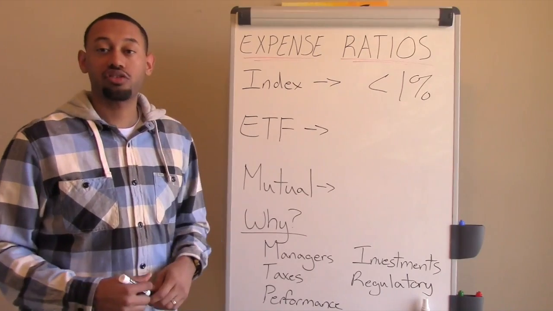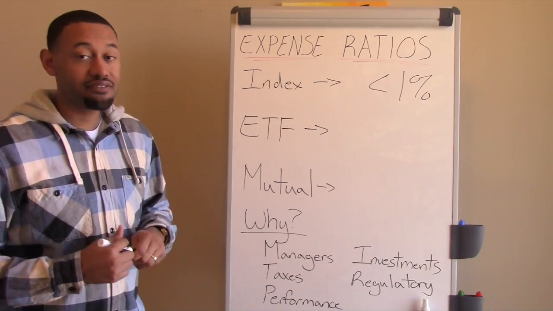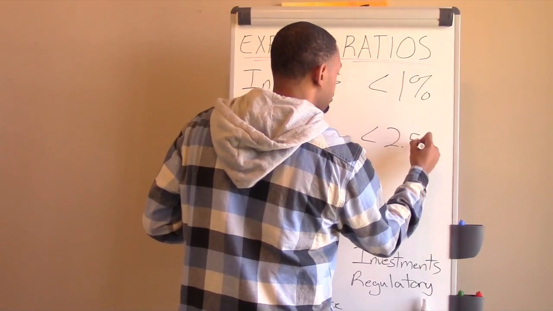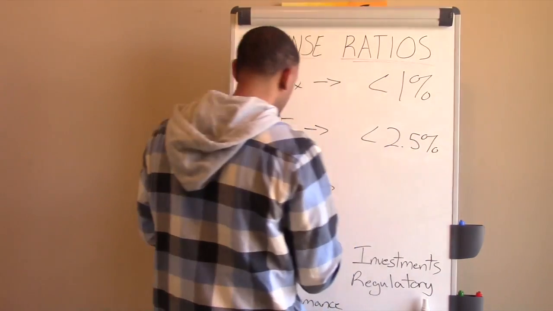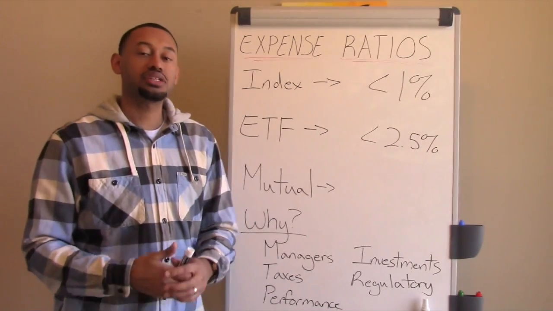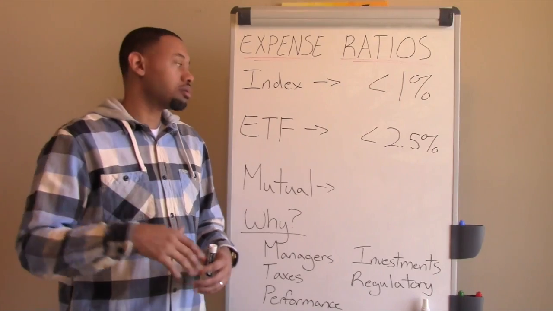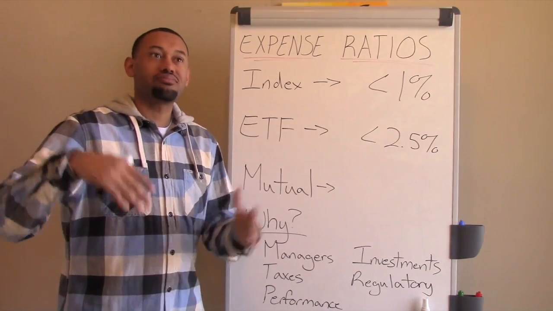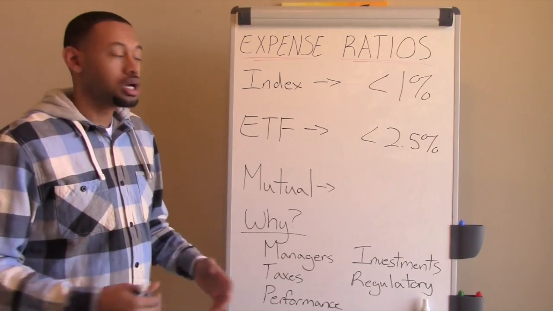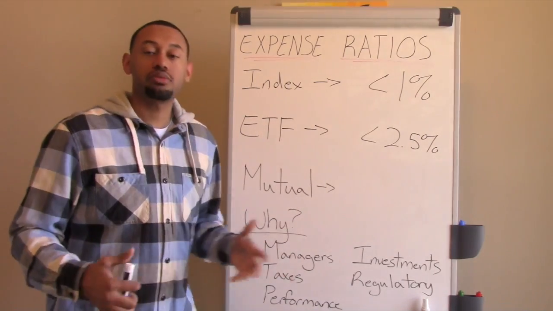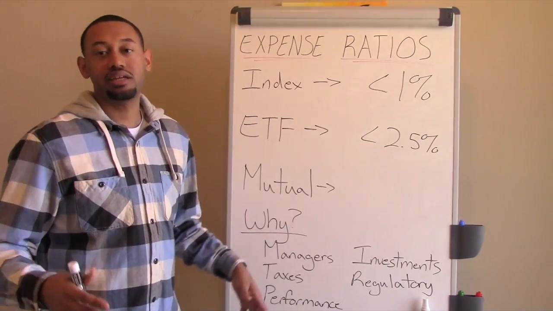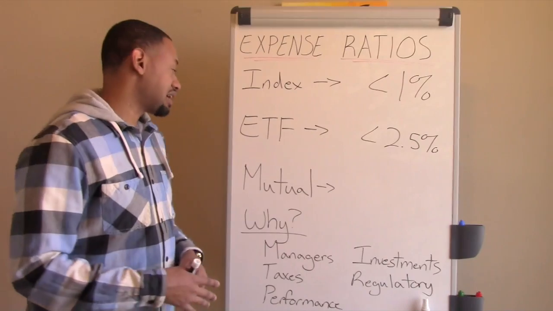Next, we're going to have exchange traded funds. And typically an ETF expense ratio is going to be less than 2.5%. So it's just a little bit more than an index fund. But ETFs trade like stocks, so they tend to have a little bit more volatility, moving up and down a little bit more. So they're going to charge us a little bit more, but you definitely shouldn't be looking to pay more than that. It's just like buying any other stock, and they're relatively safe.